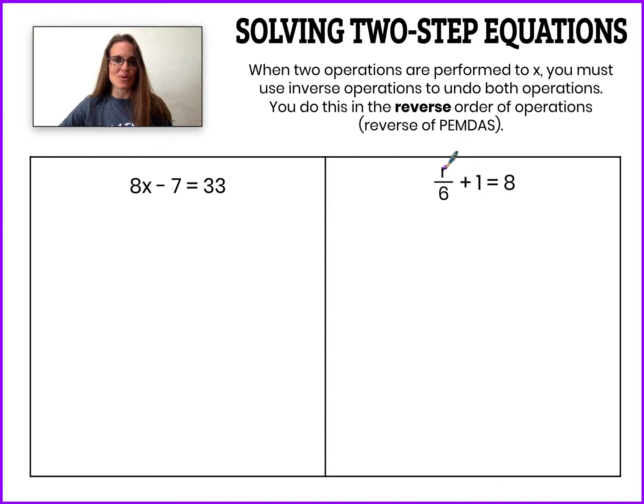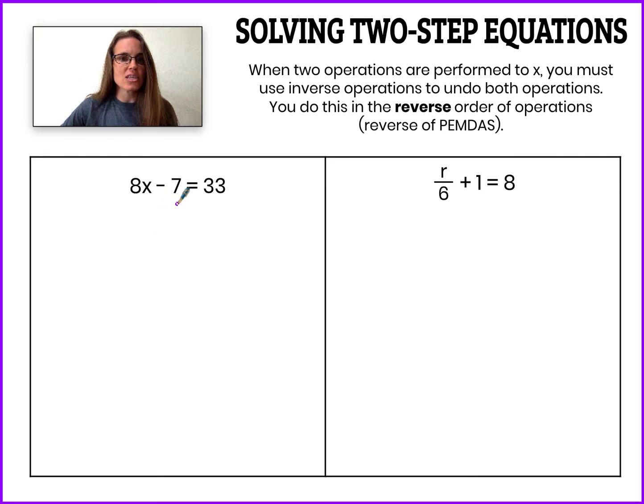Let's look at this first example: 8x minus 7 equals 33. We can use our normal order of operations, PEMDAS, to understand what's happening to x. First, we multiply x by 8, and then we subtract 7 in order to get 33. Now, when we're working backwards to solve, that's when we need to think about the reverse order of operations. The first thing that we need to undo is the subtraction by 7, and then we undo the multiplication by 8. That means, as typically is the case, our first inverse operation involves addition or subtraction.